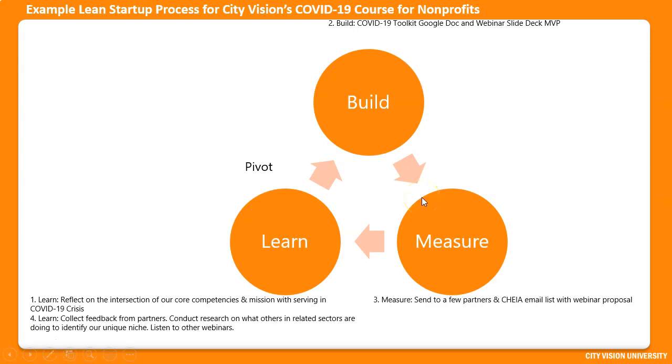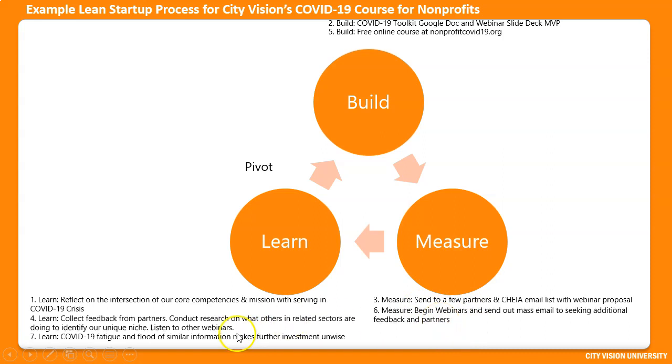So then we sent the toolkit doc to several partners, and we did a webinar proposal. We got feedback from the partners. We got feedback from the webinar. We listened to other webinars. Then we decided to build a website, a free online course called Nonprofit COVID-19. We started to send out other webinars, sent out a mass email trying to get additional feedback from partners.